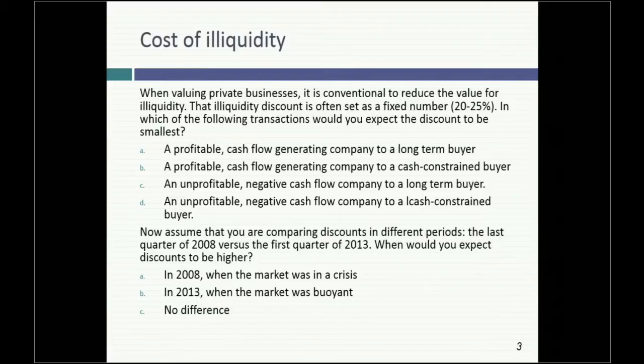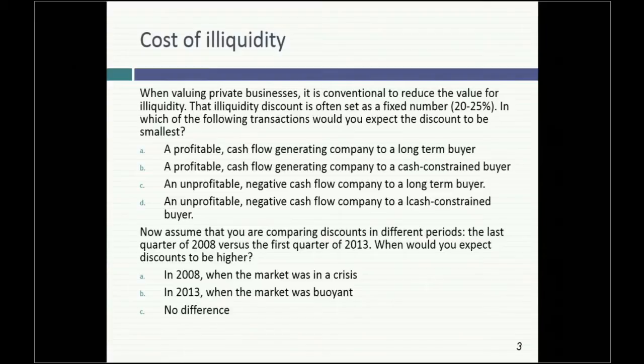A profitable cash flow generating company to a long-term buyer, a profitable cash flow generating company to a cash constrained buyer, an unprofitable negative cash flow company to a long-term buyer, or an unprofitable negative cash flow company to a cash constrained buyer. So I've given you two choices. One is whether you're a positive or a negative cash flow company. The other is who the buyer is. Let's take the easier half of the equation. Why does the buyer matter?